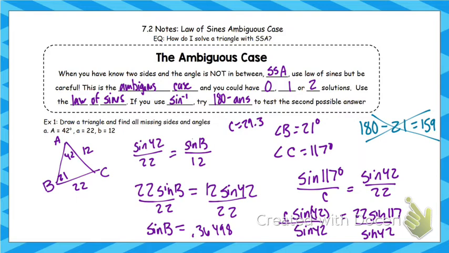And again, we can double check to make sure our answers make sense. Our biggest side is side C, 29. It's across from the biggest angle. That makes sense.